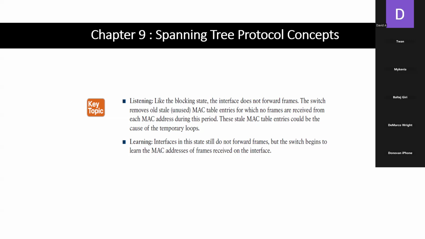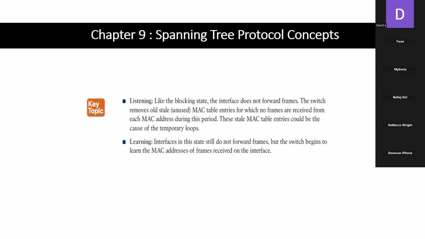Let's talk about the learning state. Interfaces in the learning state still do not forward frames, but the switch begins to learn MAC addresses of frames received on the interface. So spanning tree moves an interface from blocking to listening, then to learning, then to forwarding. An interface operating in regular spanning tree stays in each state for a time equal to the forward delay, which defaults to 15 seconds. So listening, learning, 15 seconds each.